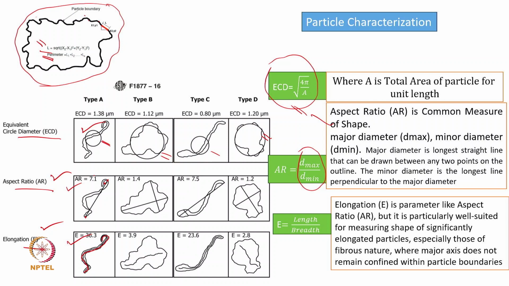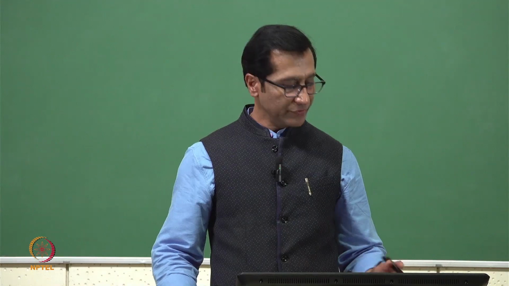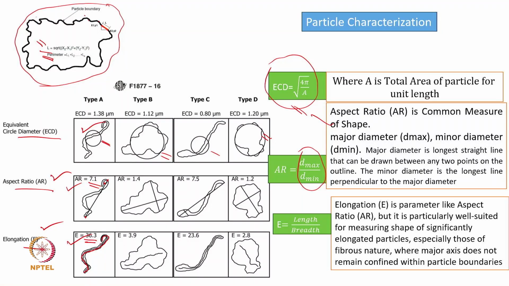In this case the aspect ratio is 7.1, a kind of cutting wear. Now if we go for elongation, because here we are not talking about the shortest distance between two points but going along the line, you can see instead of 7.1 it is 36.3. Coming to the aspect ratio, in this case it is 1.4, but if you go along the line, the length or maximum value, it comes out as 3.9. Again here 7.5, and here elongation 23.6.